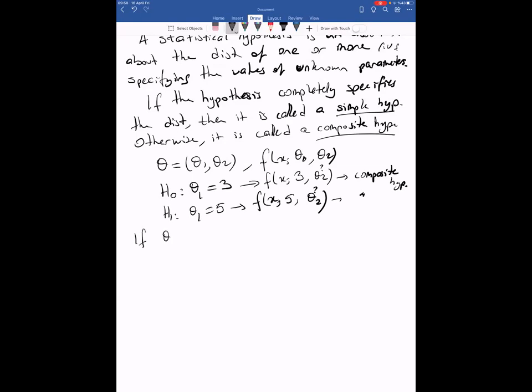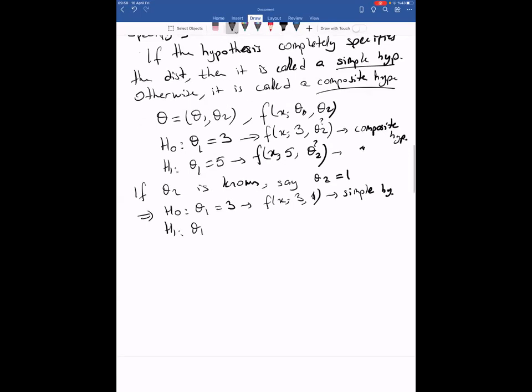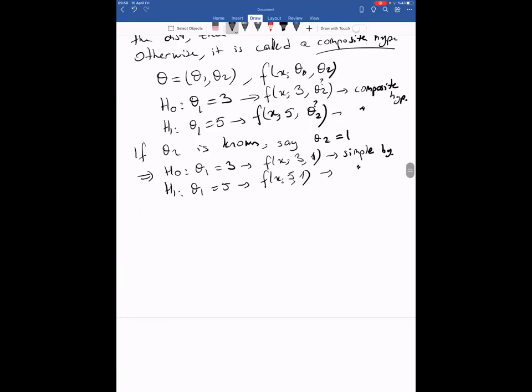But if theta 2 is known, say theta 2 equals 1, then when we state that theta 1 equals 3, we have the distribution with parameters 3 and 1, because we know the value of theta 2. So it becomes a simple hypothesis. And the alternative again, we are stating our PDF with these parameters, so it's a simple hypothesis.